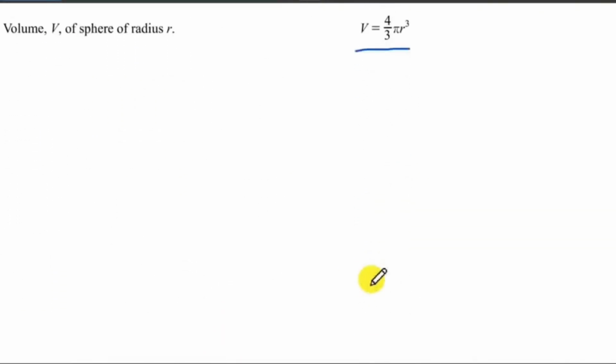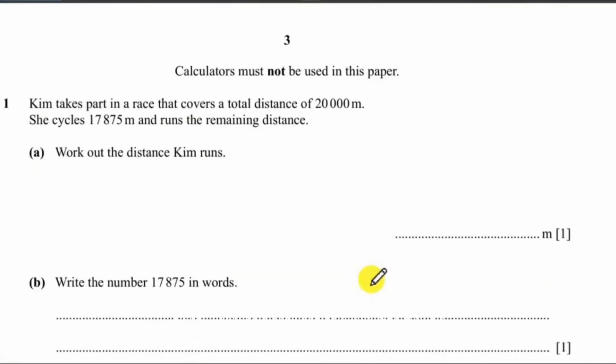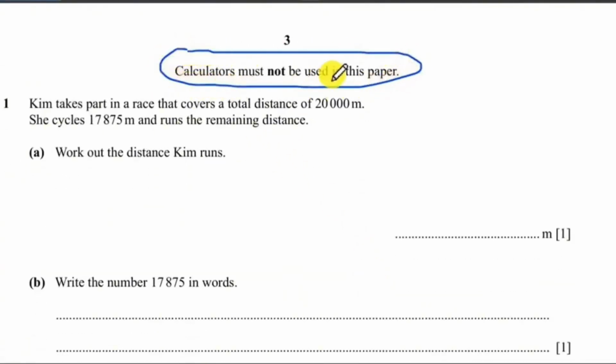So let's start. Question 1. Again, the instruction is given, calculators must not be used in this paper. So do not be found wanting or on the wrong side. First question says, Kim takes part in a race that covers a total distance of 20,000 meters. She cycles 17,875 meters and runs the remaining distance. Work out the distance Kim runs.